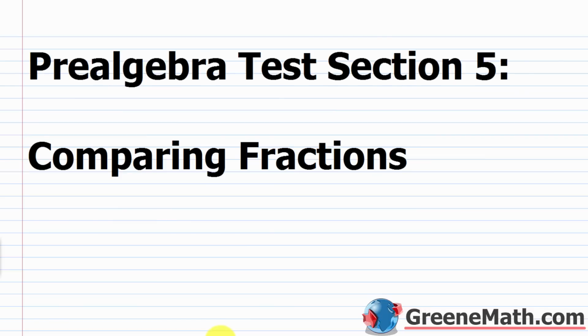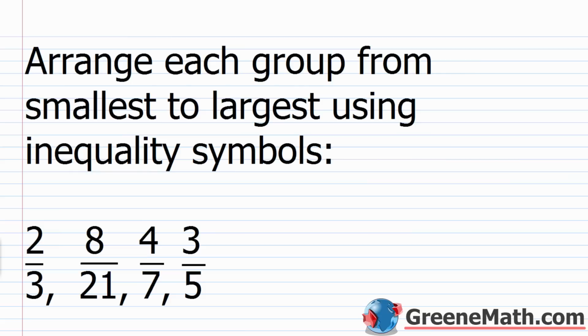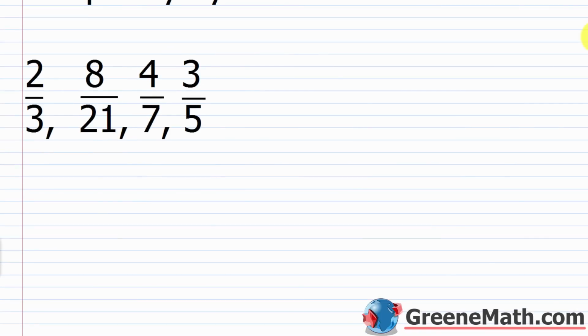Hello and welcome to Pre-Algebra Test Section 5 on comparing fractions. All right, so we want to arrange each group from smallest to largest using inequality symbols. So for the group, we have 2/3, 8/21, 4/7, and 3/5.